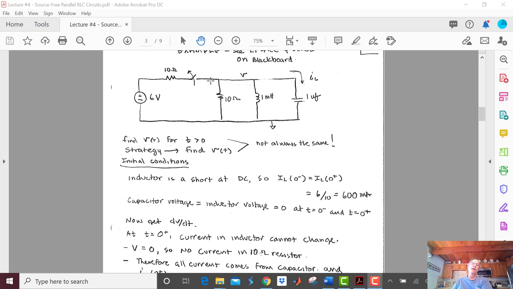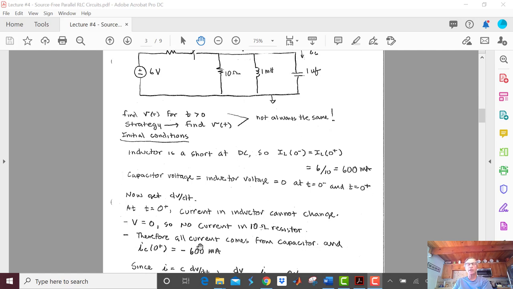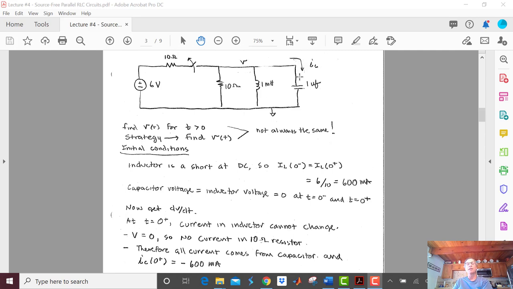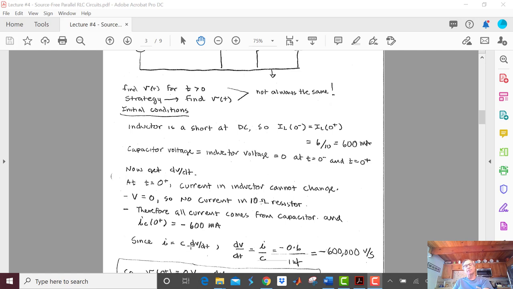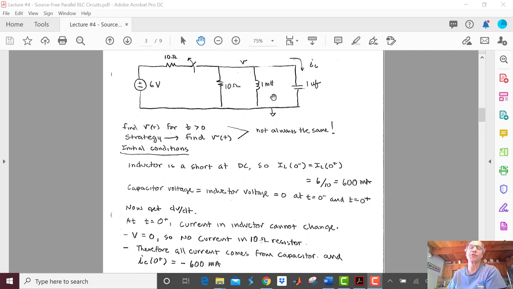That means we have no current through the resistor because the voltage across it is 0. So let's do KCL on the fly. I got no current here at t equals 0 plus because the switch is open. I got no current here at 0 plus because there's no voltage. But I know that I'm going to have my 600 milliamps going down through this inductor at 0 plus because I can't change that current quickly. Where's it going to come from? It's not going to come from here. It's got to come from the capacitor. So all the current comes from the capacitor, and the capacitor current is going to be minus 600 milliamps. So now I can say I equals C dV dt. So dV dt is I over C, which is minus 0.6 over 1 microfarad, which is minus 600,000 volts per second. So that's dV dt at 0 plus.